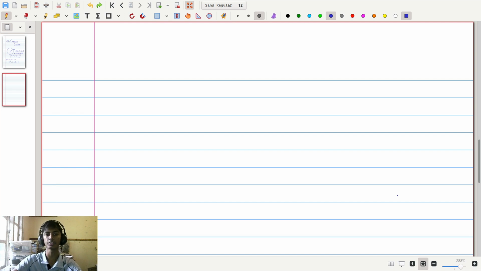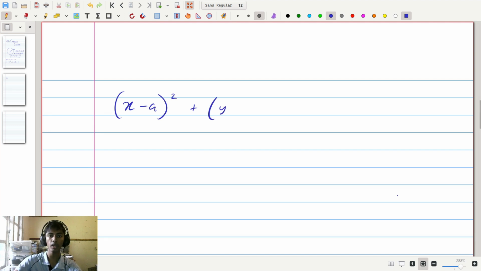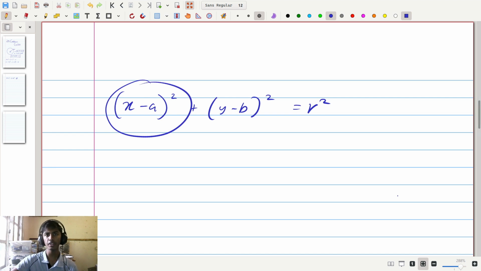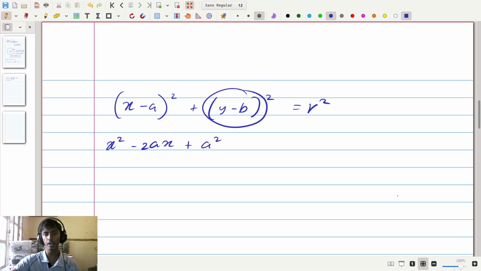So to get this second form of a circle, we're going to start with the first form and simplify it. Let's start with (x minus a) squared plus (y minus b) squared equal to r squared. At this point, we know exactly what each symbol means. The a and b are the coordinates of the center of the circle and r is the radius. Simplifying, (x minus a) squared gives us x squared minus 2ax plus a squared. As for (y minus b) squared, it gives us y squared minus 2by plus b squared, which is equal to r squared.